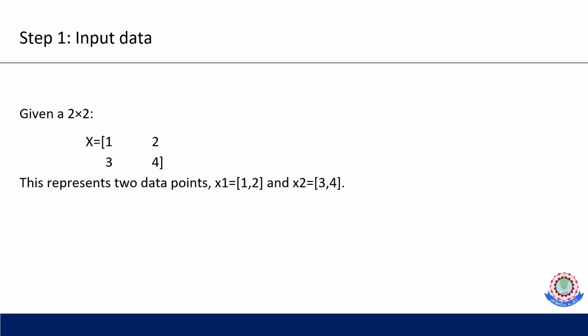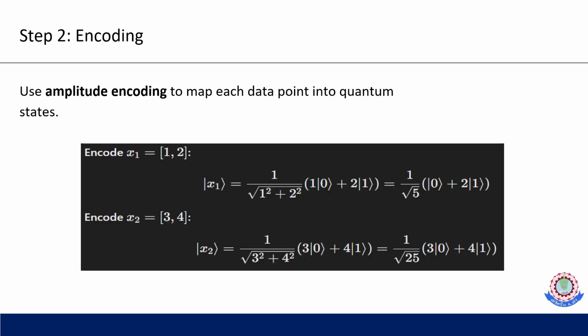Here we have a sample of data, a 2 by 2 matrix, 1, 2 and 3, 4. Data points are to be represented as x1 and x2, and the amplitude encoding method is to be used. Here we encode x1 (1, 2). Ket x1 is to be calculated as 1 by root of 1 squared plus 2 squared. Next, the value is to be calculated for the encoding of x2 also, where x2 is equal to (3, 4). So ket x2 is also to be calculated.